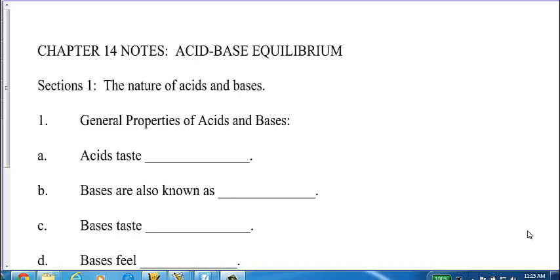In fact, I just had a clementine, which is loaded with citric acid and ascorbic acid, and it was pretty sour. It wasn't very sweet. So acids have a sour taste. Think of lemons, okay? Bases are also known as alkalis.